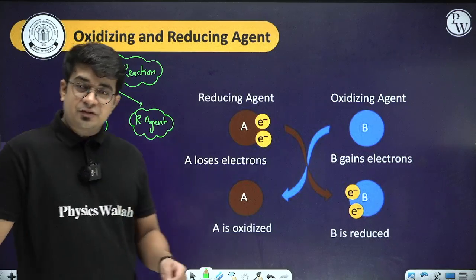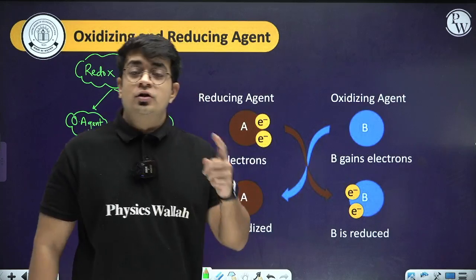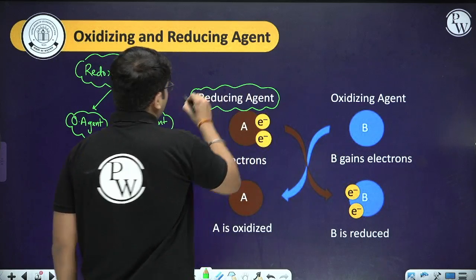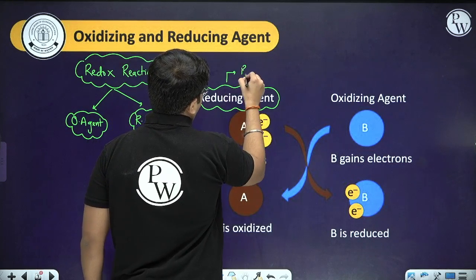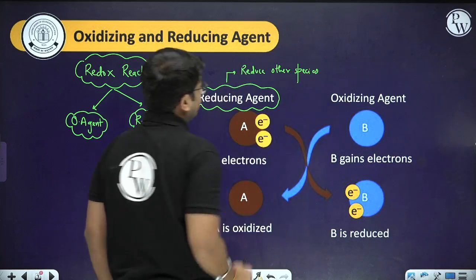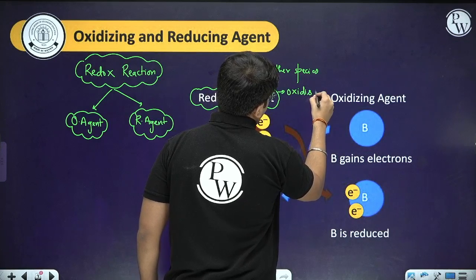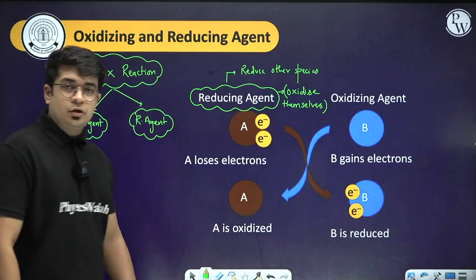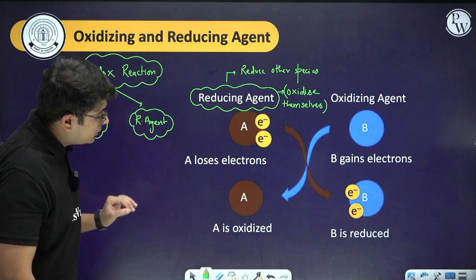So the species which is going to reduce itself is definitely going to oxidize others, and the species which is going to oxidize itself is going to reduce others. If I talk about reducing agents, those species which are going to reduce other species are going to oxidize themselves. Those species are known as reducing agent. I hope this part is clear.